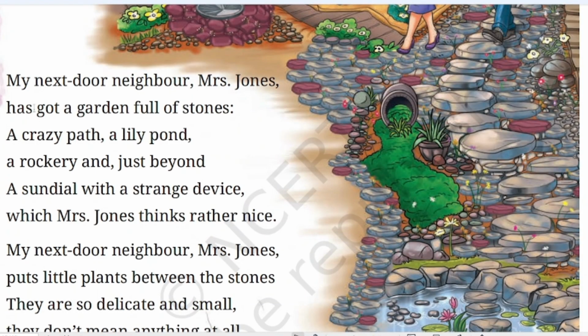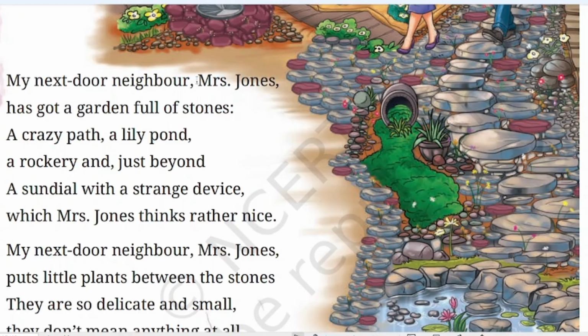First stanza. My next door neighbor, Mrs. Jones, has got a garden full of stones, a crazy path, a lily pond, a rockery, and just beyond a sundial with a strange device which Mrs. Jones thinks rather nice. Now let us see what is the meaning of these lines.